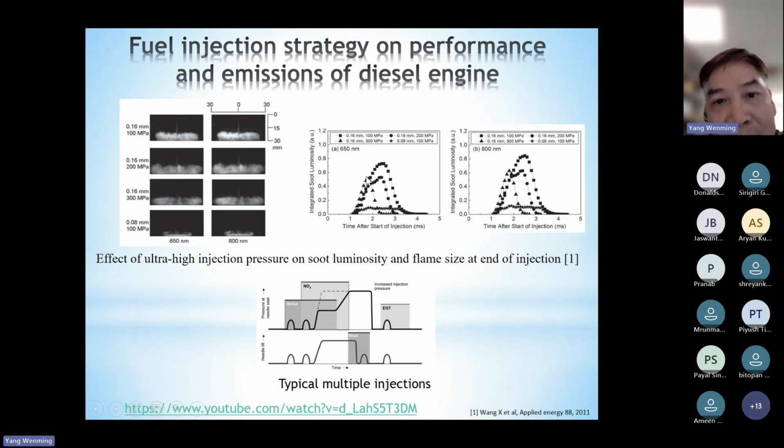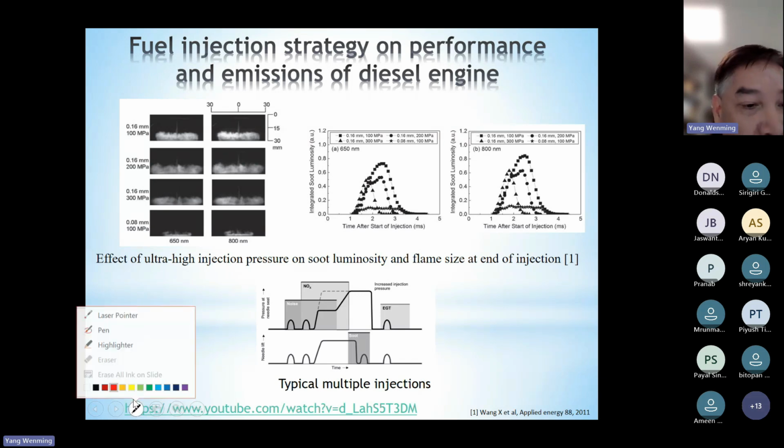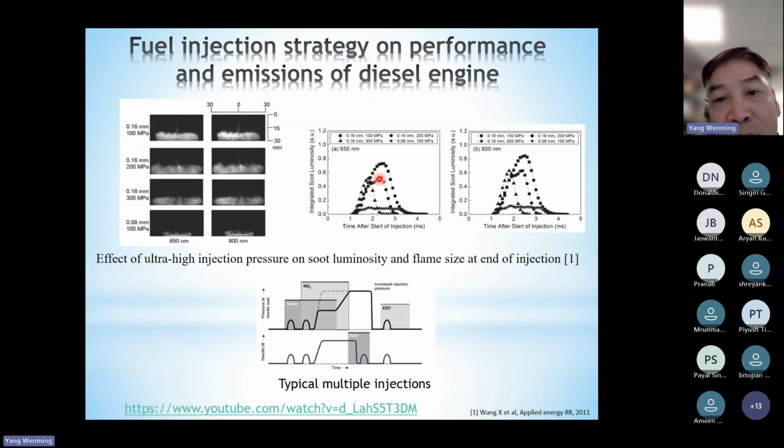Okay, so here shows the distribution. Again, this one is 100 megapascal, this one is 200 megapascal, and this one is 300 megapascal. So we can see that with the fuel injection pressure, the integrated luminosity will decrease.